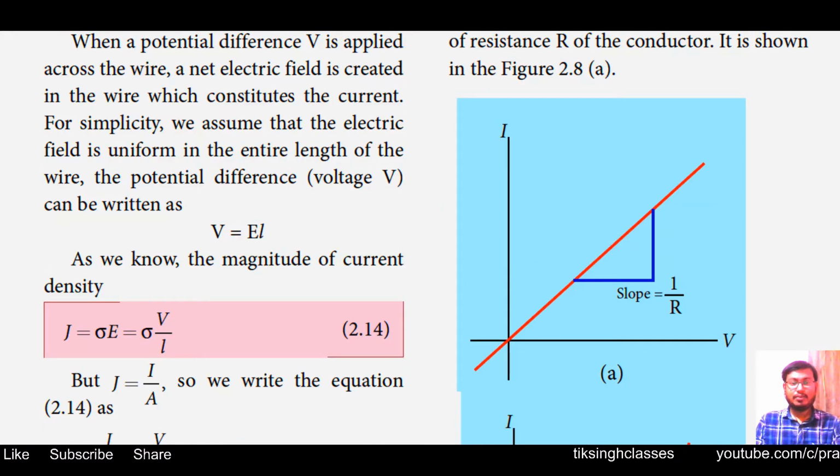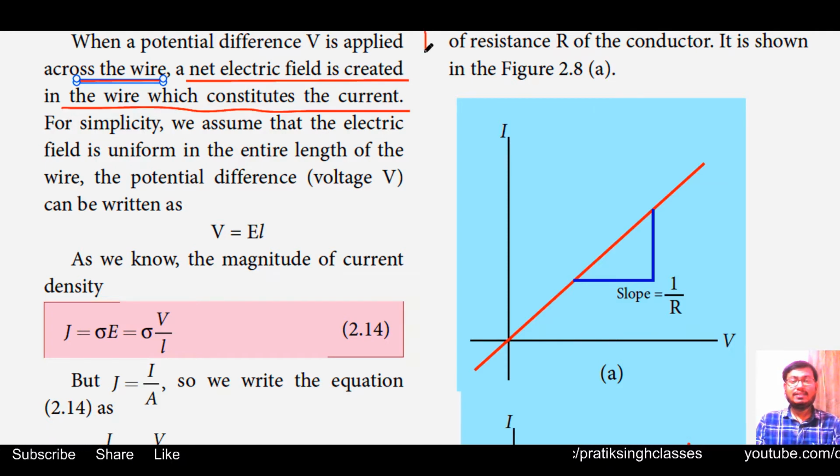When a potential difference V, that is the potential difference of the battery between its terminals, is applied across the wire, a net electric field is created in the wire which constitutes the current. Means because of that electric field, the free charges inside the conductor will start moving from one position to another in a particular direction.